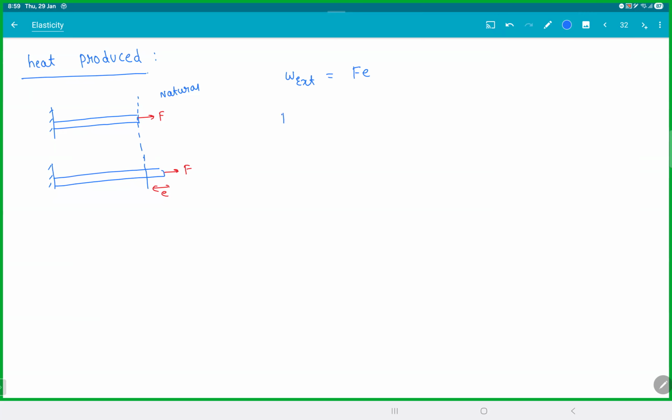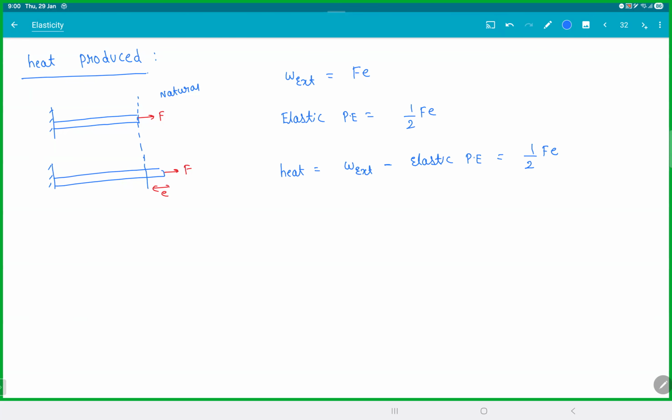But what is elastic potential energy? Half F e. If you remember, we have done something similar in surface tension also. Even there, you lost half the energy. So what happened to the remaining energy? It has become heat. So this will be work done by external force minus elastic potential energy, which is half F e. So whenever you stretch a rod, you actually lose energy there.